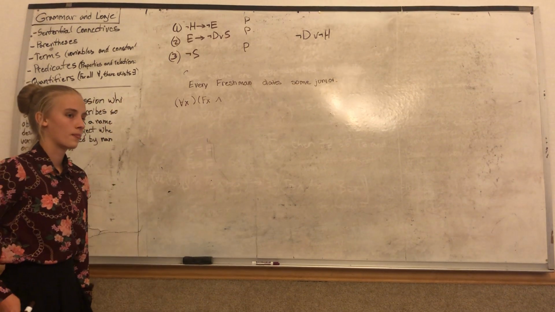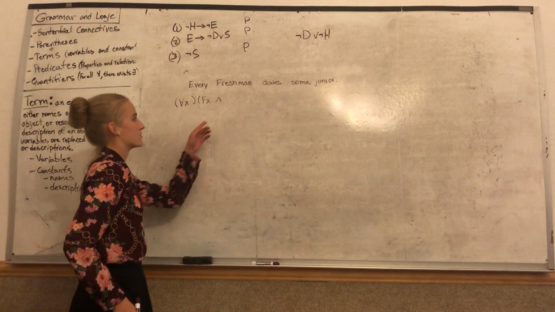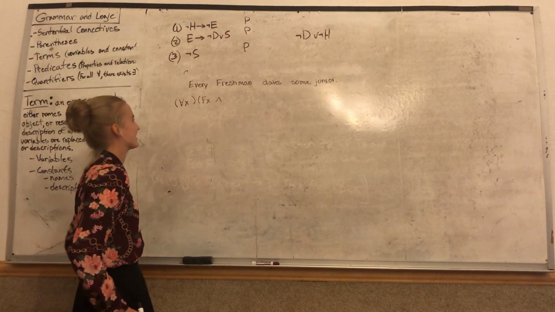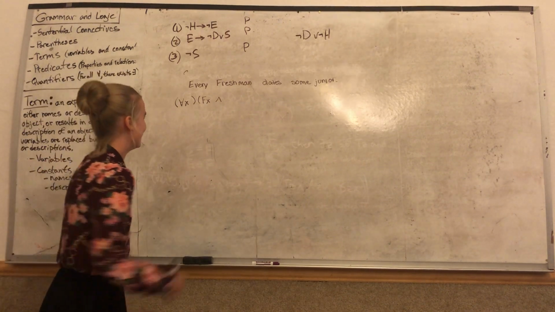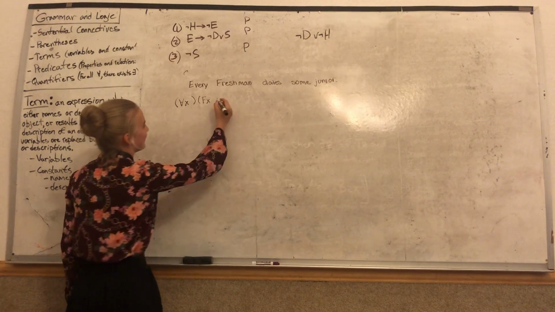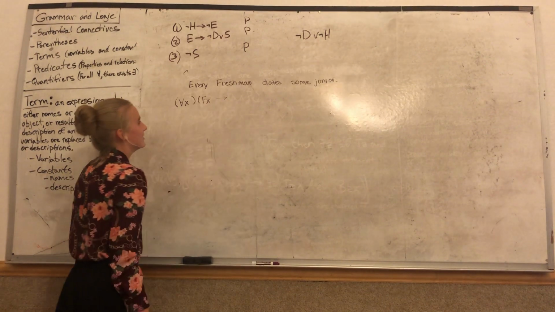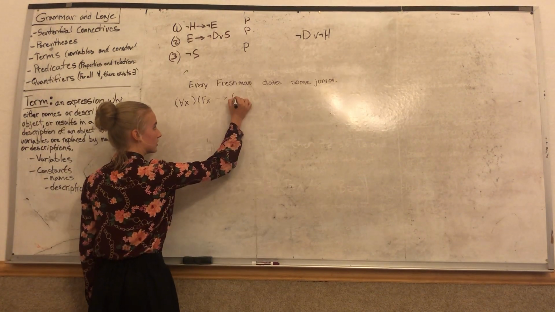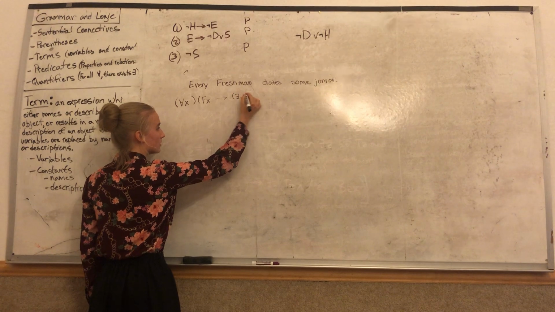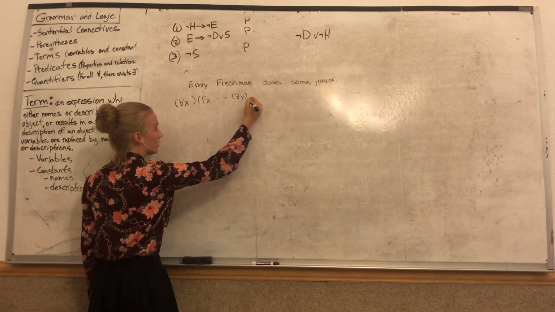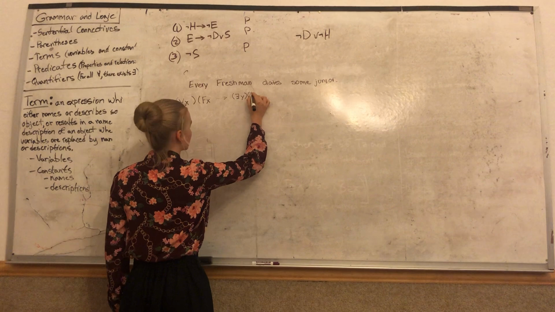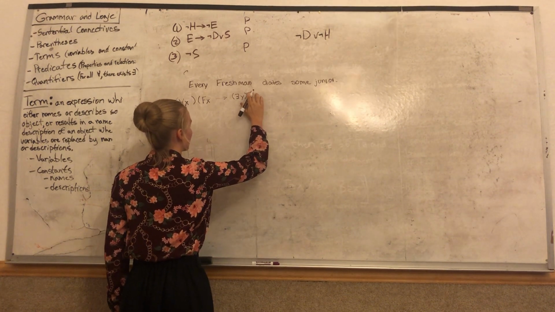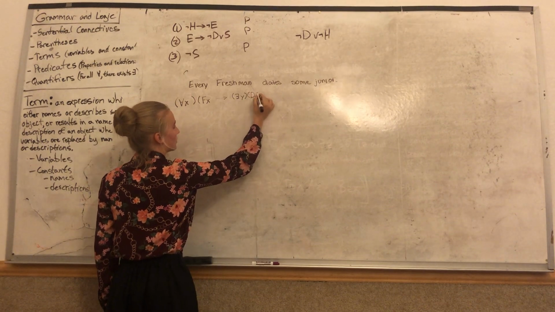Every freshman dates some junior. Can you put two predicates side by side? You would just split them, put DJX. Dates, junior, person. For all X freshmen, there exists Y such that X dates Y and Y is a junior. You could say JY or whatever.